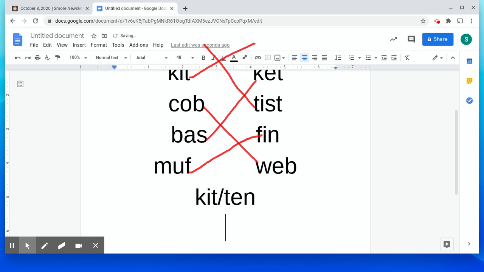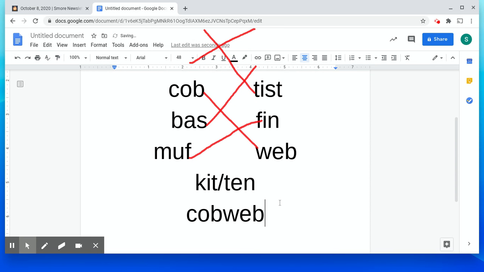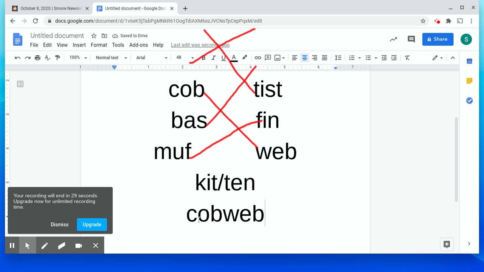Let's take a look at another word that we just made, cobweb. All right, again, we always find our two vowels, our O and our E. And when we have two consonants between the vowels, that's where we're going to divide our word into syllables, just like we have cob, web.